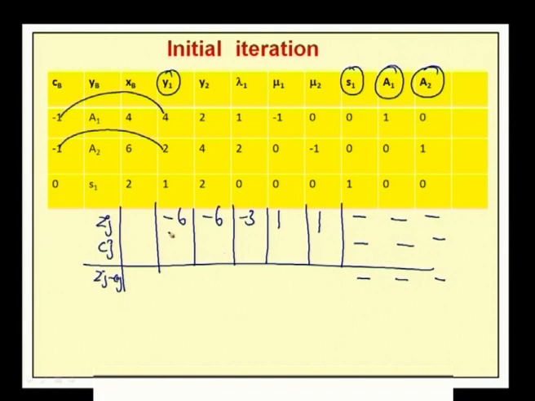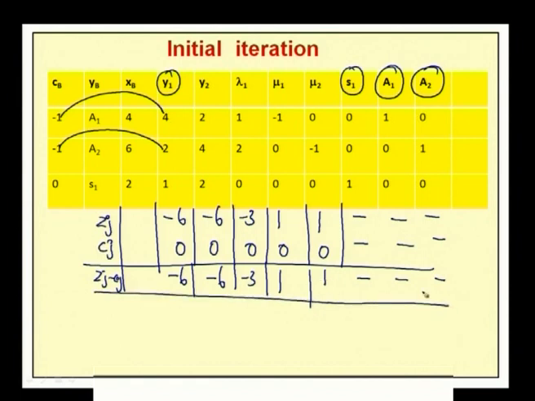Now, the cost for the variables y1 is 0, y2 is 0, lambda 1 equal to 0, mu 1 equal to 0, mu 2 equal to 0. Therefore, the Cj values are 0, 0, 0 for lambda 1, 0 for mu 1, and 0 for mu 2. Now, the Zj minus Cj value is minus 6 for y1, also minus 6 for y2, minus 3 for y3 that is lambda 1, 1 for mu 1, and 1 for mu 2. So, if all Zj minus Cj are greater than or equal to 0, the optimal solution is obtained.